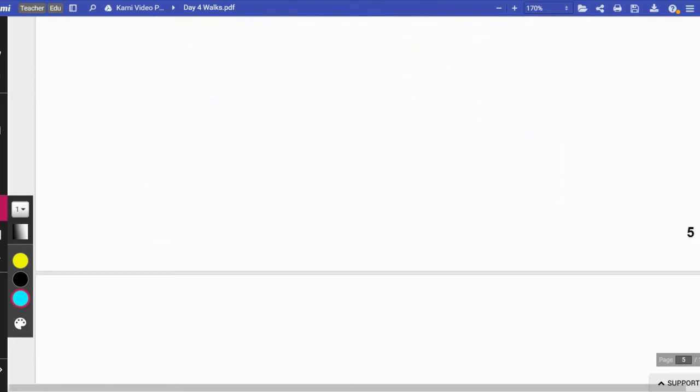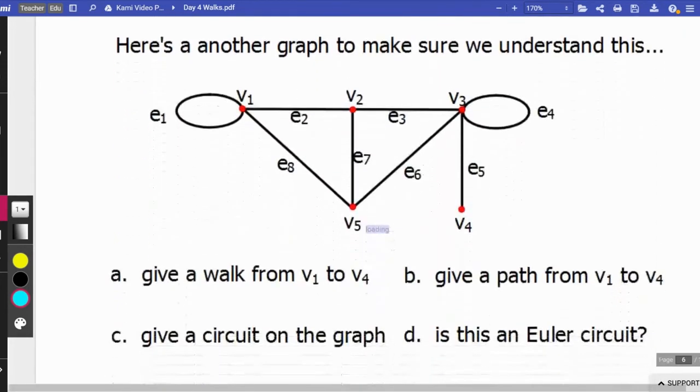Start and stop at the same spot, hit all edges once. Here's another graph. Give a walk from V1 to V4. So this is easy. We'll just take edge 2, edge 3, and then edge 5, and we did it. You have a path from V1 to V4.